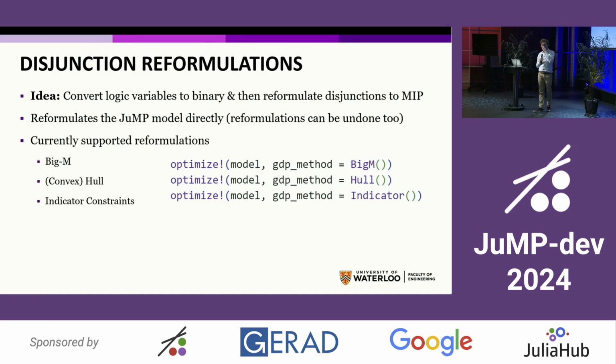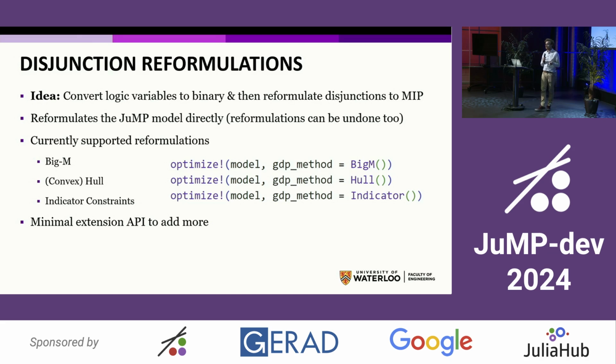So we currently support big M, convex hull method, or convex in some cases, and indicator constraints. So all you have to do is, when you optimize it, you specify this GDP keyword and put the method you want to use. Some of them have some options you can specify here. I just have the defaults being used. With big M, for instance, we actually find the tightest big M that we can get with some interval algebra. But you can also manually specify an M value if you prefer.